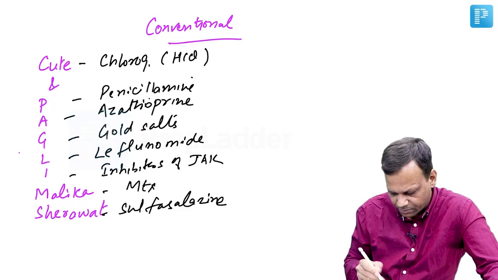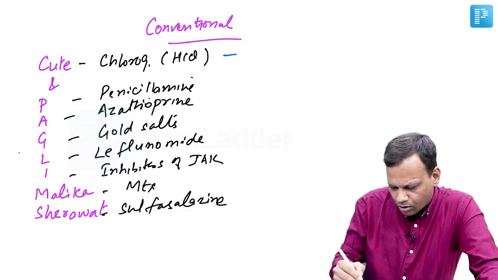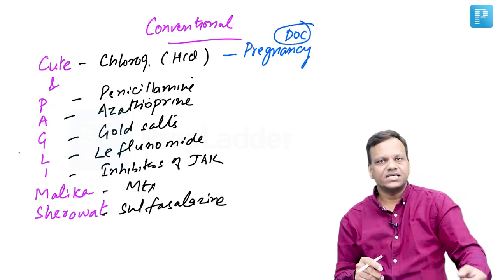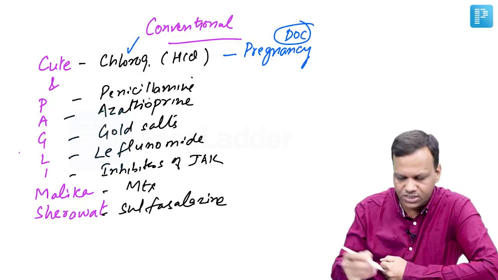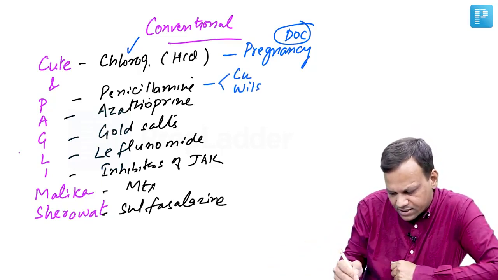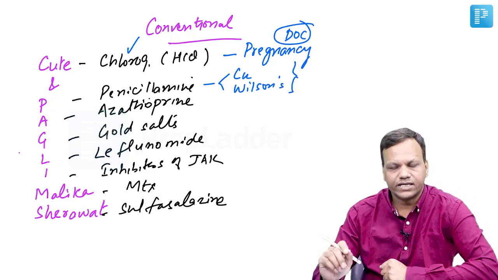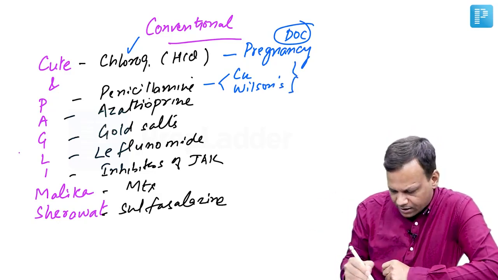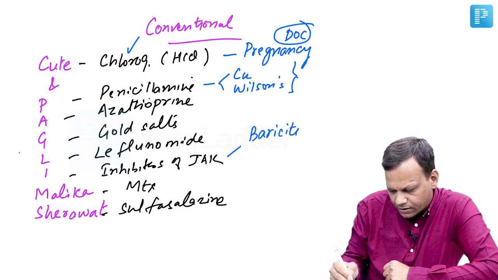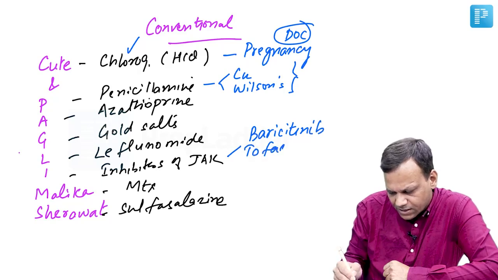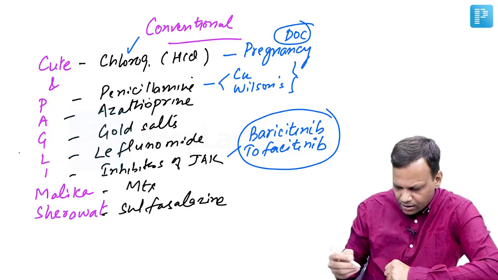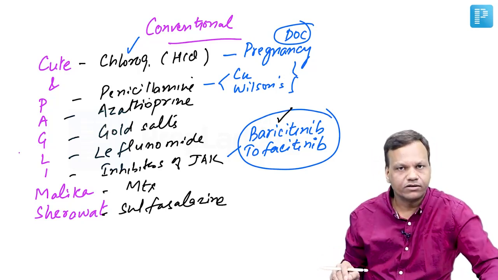The MCQs which are asked about these: chloroquine is the DMARD of choice in pregnancy. No other DMARD is safe in pregnancy. So if we want to give a DMARD in pregnancy, the choice is hydroxychloroquine. Penicillamine's additional use is in copper poisoning and Wilson's disease. So it is used in rheumatoid arthritis, but can also be used in copper poisoning and Wilson's disease. Then inhibitors of Janus kinase like baricitinib and tofacitinib. These are oral drugs. They can be used in rheumatoid arthritis, and baricitinib has also been tried in COVID.